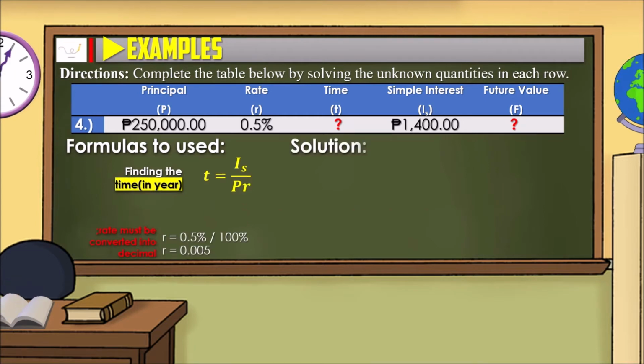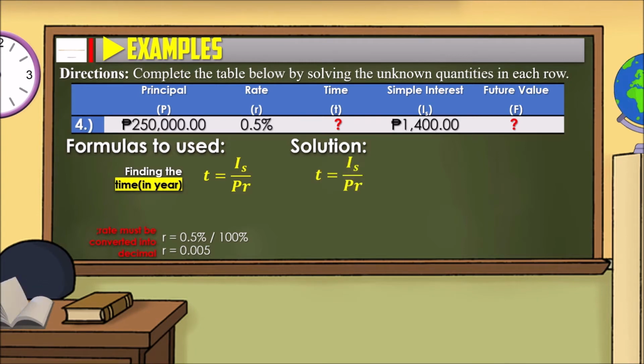Please be noted that rate must be converted into decimal. To solve this, rate is equal to the quotient of the given rate divided by 100%. In this example, we have R is equal to 0.005. Let us now continue the solution.